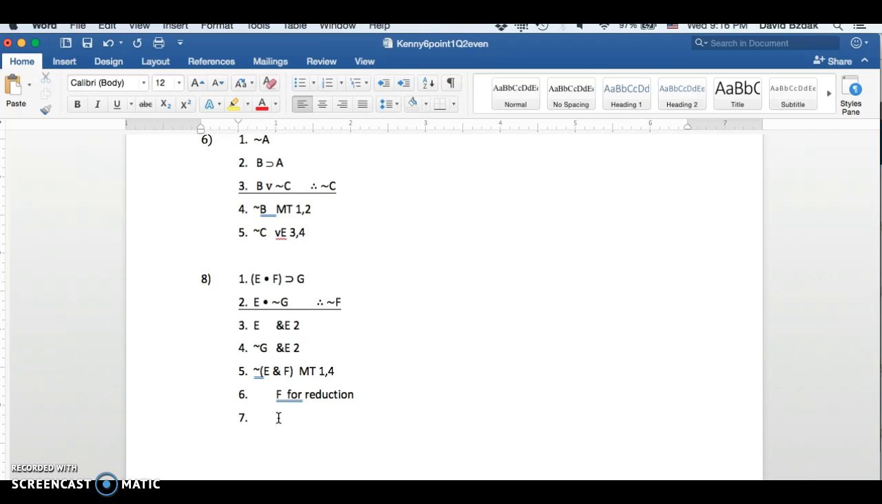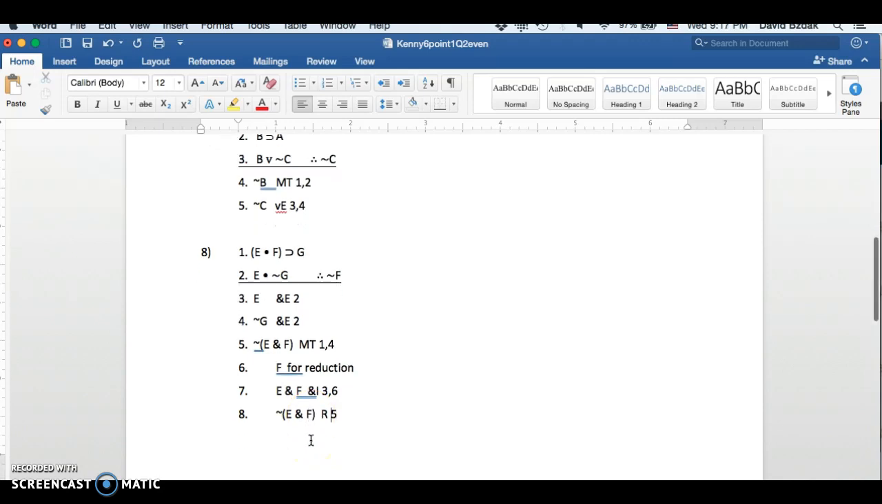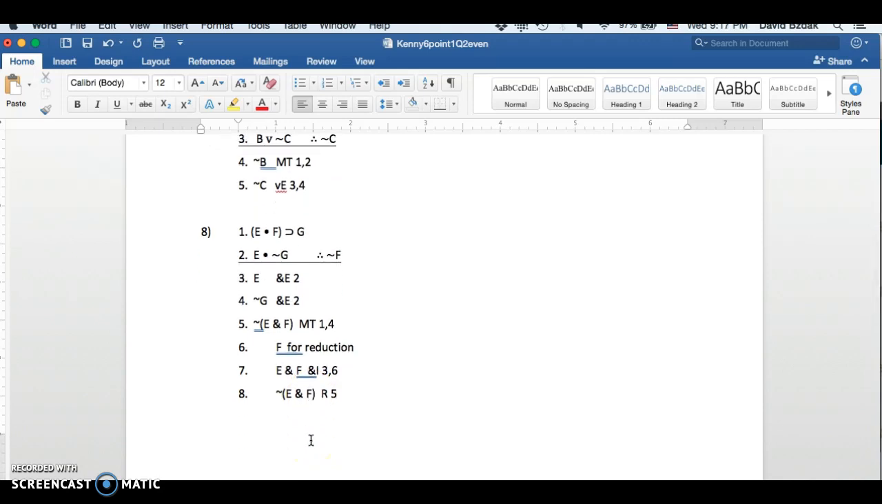Okay, so how can we do that? Well, we have E here, and now we have F. So we can put E and F together by conjunction introduction of 3 and 6. And we already have up above, oops, not E and F. So we get that by reiterating line 5, right? Remember, reiteration just repeats a premise that you have up above down below. So now we have our contradiction because we have E and F and we have the negation of E and F. So that's what you need to finish a reductio. You need a sentence and the negation of that sentence.